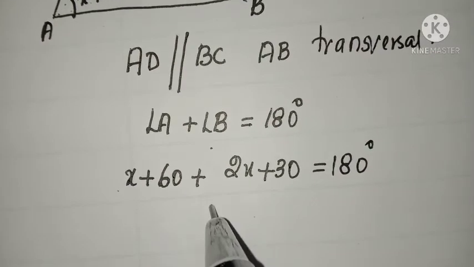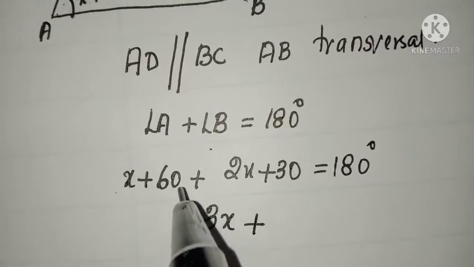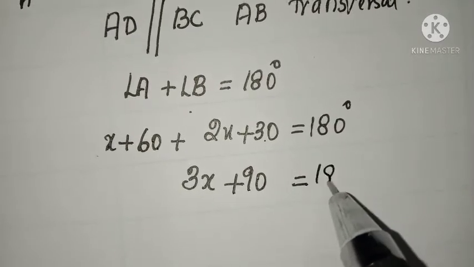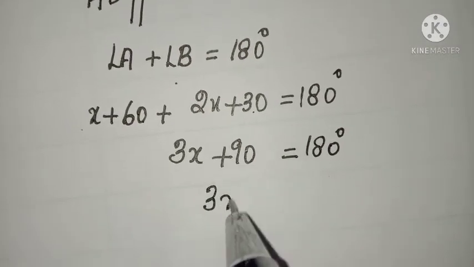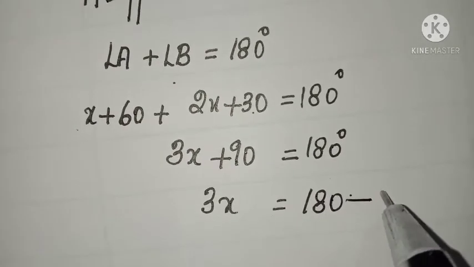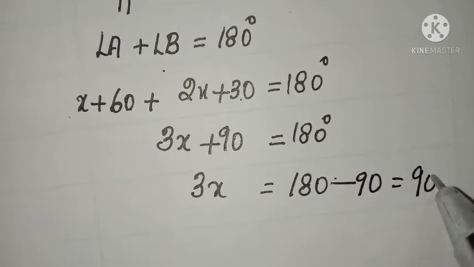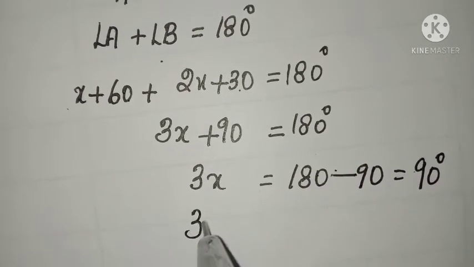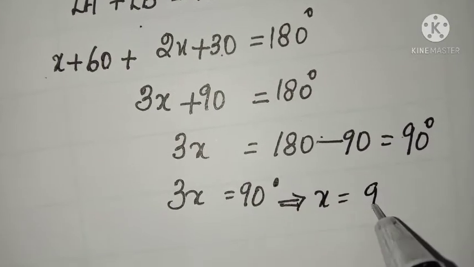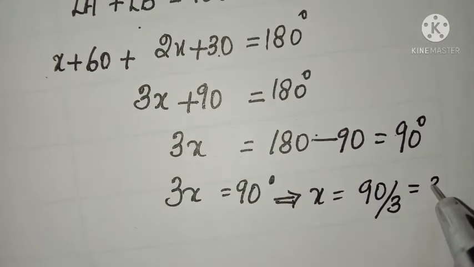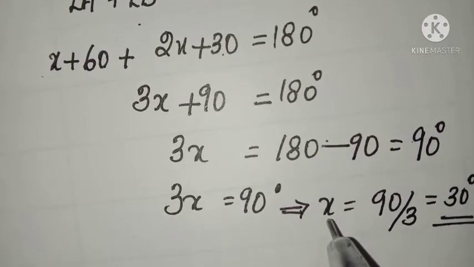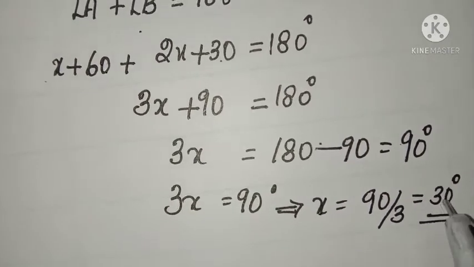x plus 2x equal to 3x, plus 60 plus 30, 90. So 3x plus 90 is equal to 180. 3x equal to 180 plus 90 becomes minus 90. 180 minus 90, 90. So 3x equal to 90 degree implies x equal to 90 by 3. 90 by 3 is equal to 30 degree. Okay. So we get the value of x. x equal to 30 degree.